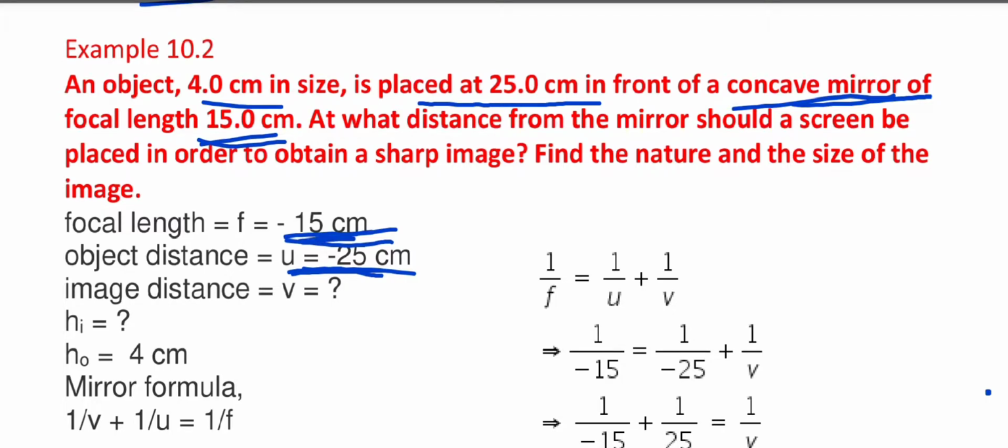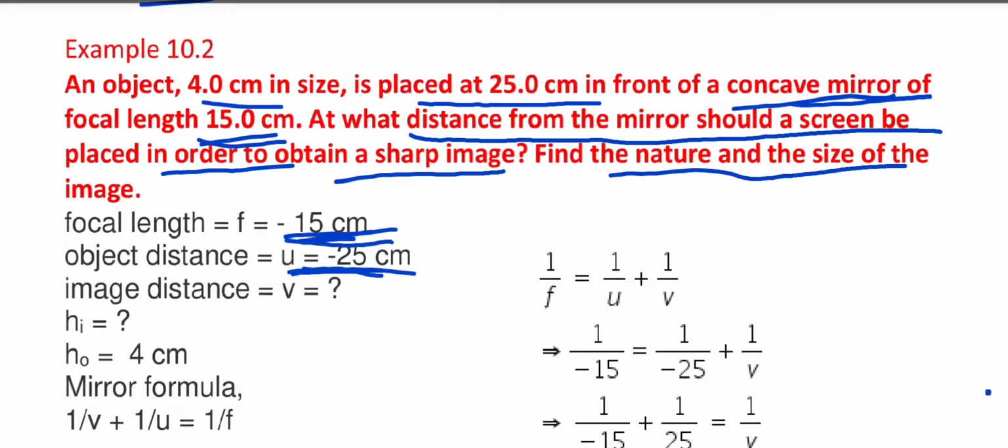Why we have to take minus? Because focal length is always left side in the case of concave mirror. So anything measured left side is taken as negative. So at what distance from the mirror should a screen be placed in order to obtain a sharp image? So to get sharp image, what is the distance the screen should be placed? So this is their question. Find the nature and size of the image. So we have to calculate v and we have to calculate size of the image. Whatever the image obtained, we have to calculate the size of the image.